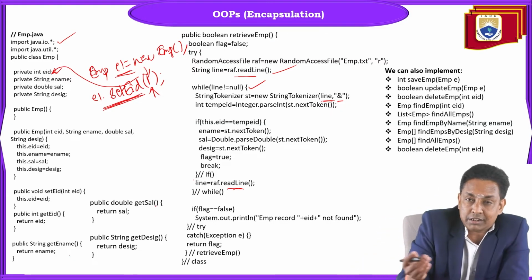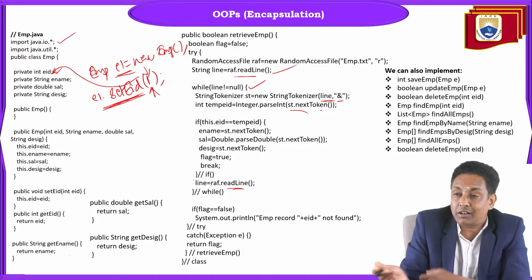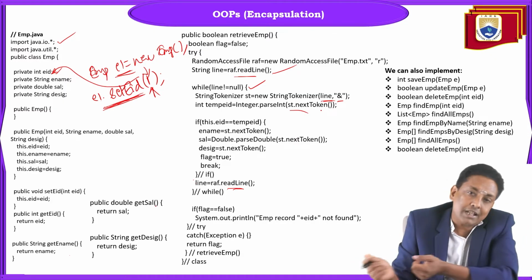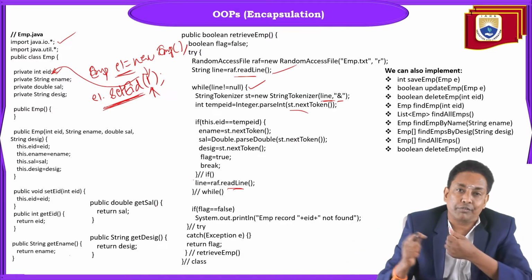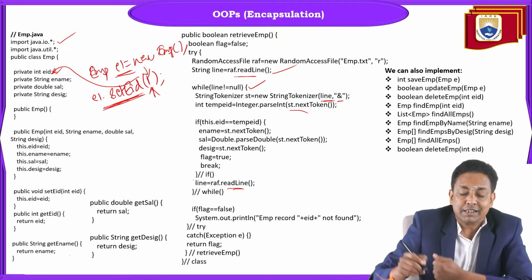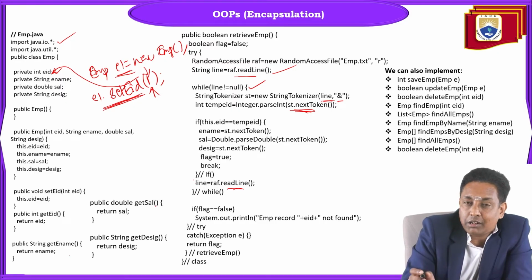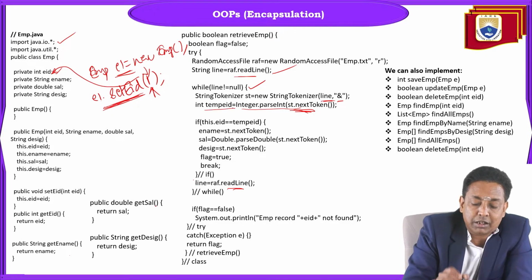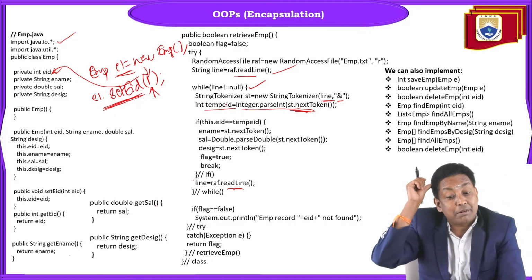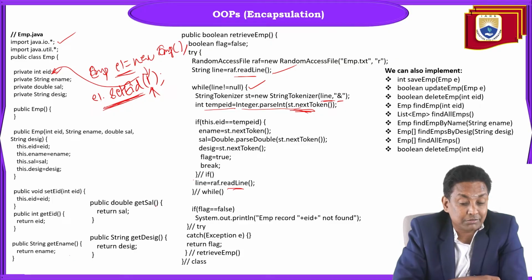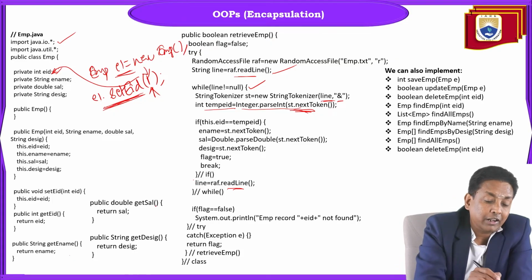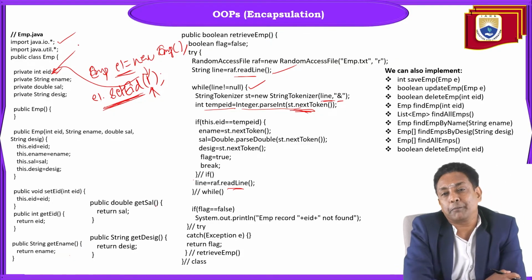Using the StringTokenizer's nextToken method, each call to nextToken will return one token from the StringTokenizer. The first call to nextToken will return the employee ID, but it will be returned as a string. How to convert string to int? Integer.parseInt. Take that into a temporary employeeID variable, not the employeeID variable, because we already declared employeeID as a class instance variable.